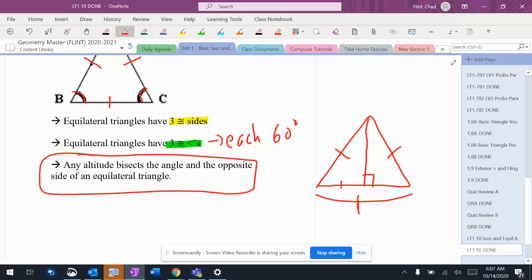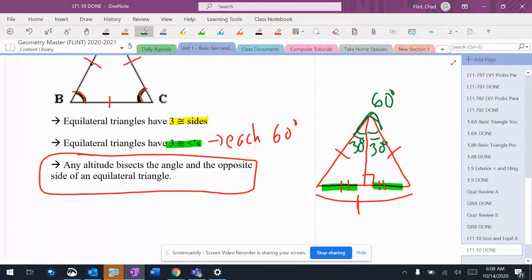This altitude cuts the base in half, which means those two little pieces right there are the same. So that piece and that piece are the same. It cuts this top angle in half. And since the whole angle is 60 degrees, that means each of those are 30 degrees. So equilateral triangle has some special things happening.